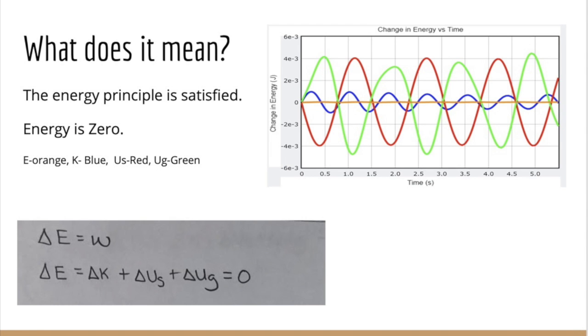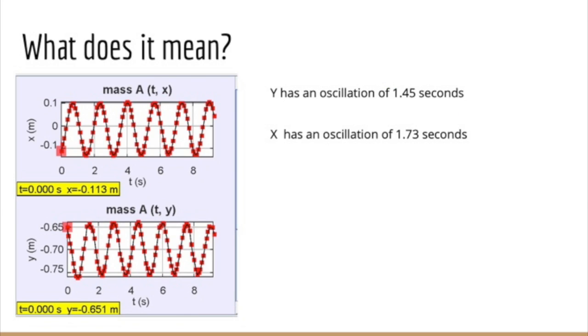Overall, the energy principle is satisfied. Total energy is shown in orange and is equal to 0. Kinetic energy is shown in blue. Potential spring energy is shown in red, and potential gravitational energy is shown in green. You can clearly see the oscillations and the relationship between the spring energy and the gravitational energy. When comparing the oscillations of the x and the y, y has an oscillation of 1.45 seconds and x has an oscillation of 1.73 seconds. This is due to the fact that there are spring and pendulum forces acting in the x direction.